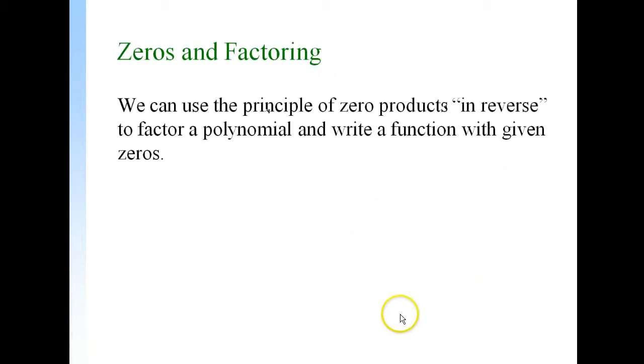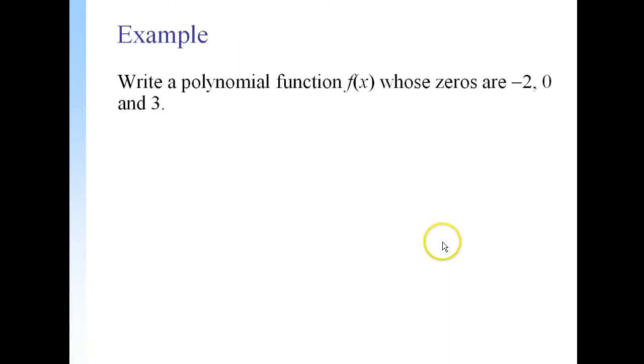Okay. Now, what they're going to ask you also in some of your work is to reverse what we've done. They're going to give you the answers. Then from the answers, they want you to write the equation. And it's not too hard. Let me show you how it works here. Write a polynomial whose zeros are -2, 0, and 3. Well, let me set this up for you.